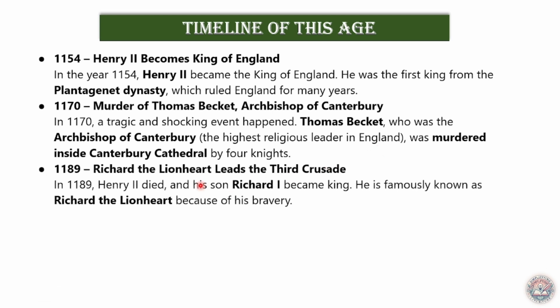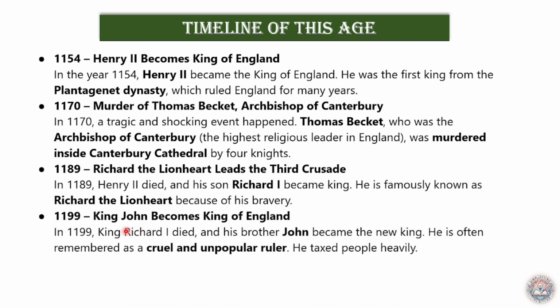In 1189, Richard I, also known as Richard the Lionheart, becomes king and leads the Third Crusade. It symbolizes his bravery. In 1199, Richard the Lionheart dies, and his brother, King John, takes over. He wasn't a popular ruler, and he taxed people a lot. He was disliked by everyone.